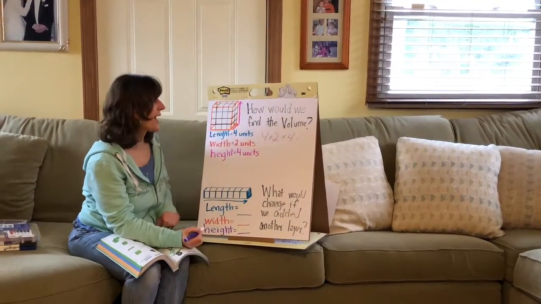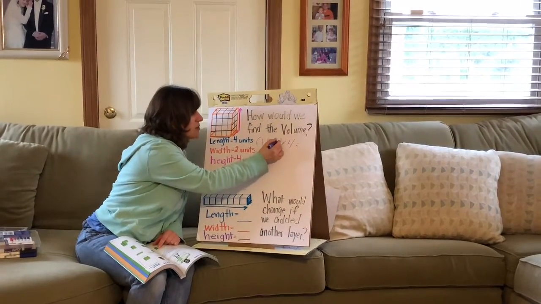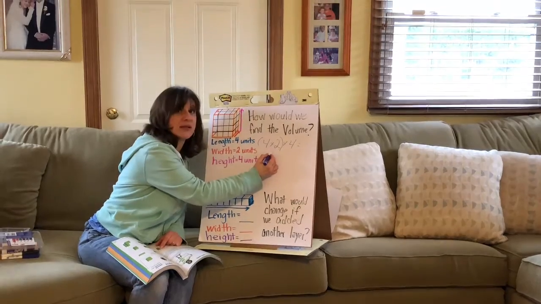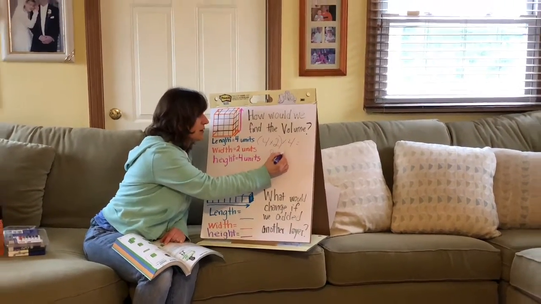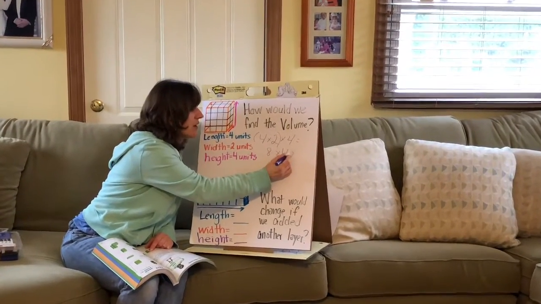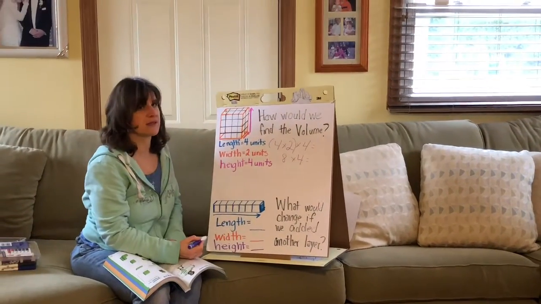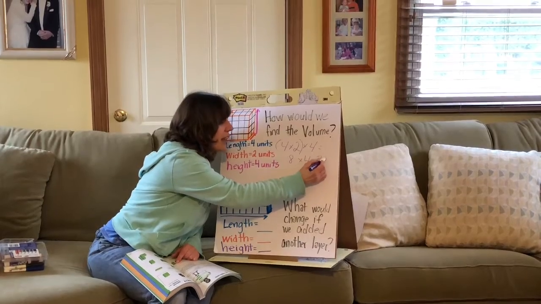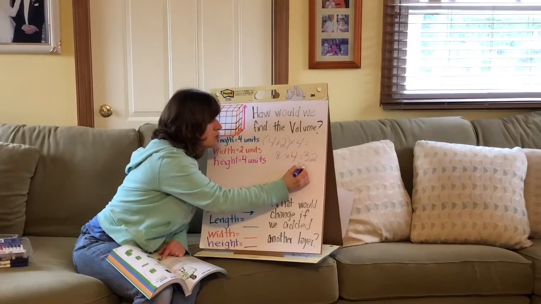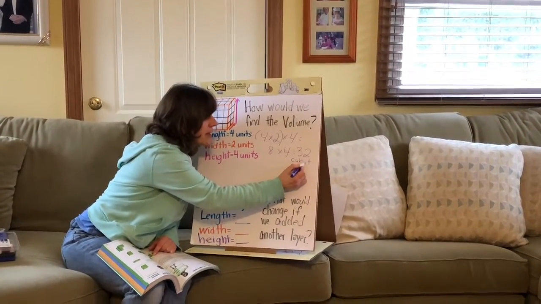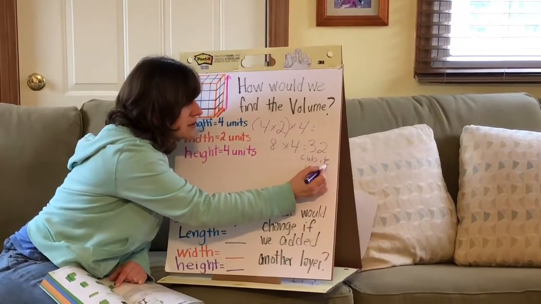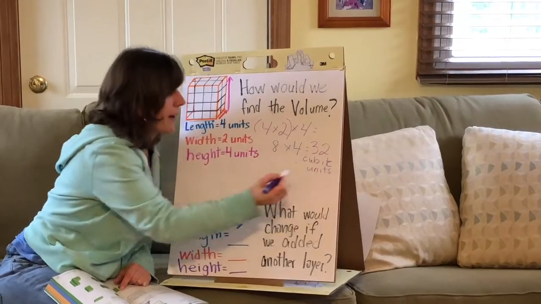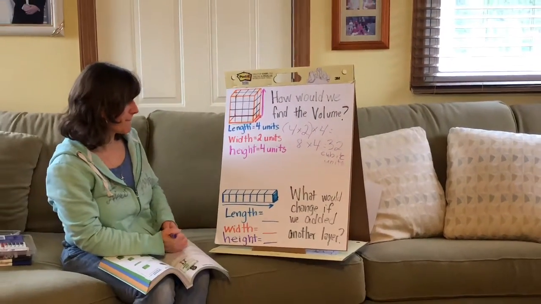Think about your facts. You can use parentheses. 4 times 2 is 8. Don't forget the 4, the height of the solid figure, and 8 times 4 is 32, which is why it is so important to know your multiplication. Oh, cubic units. That's okay. Yikes. Nobody's perfect.